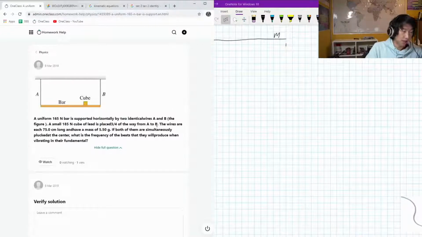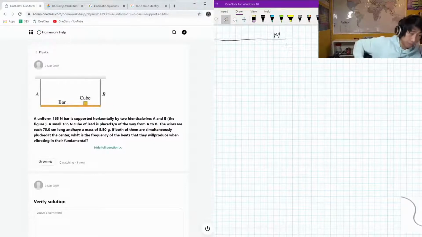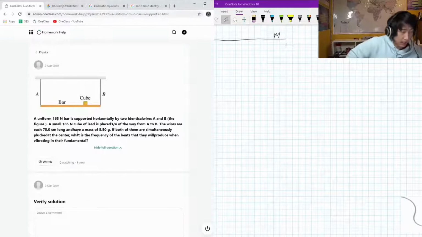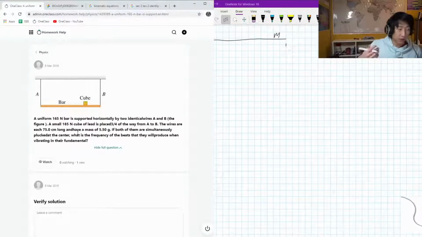As you can see from the diagram, the wires are 75 centimeters long, have a mass of 5.5 grams, and both of them are simultaneously plucked at the center. So we're trying to figure out what is the frequency of the sound that will be produced from them.